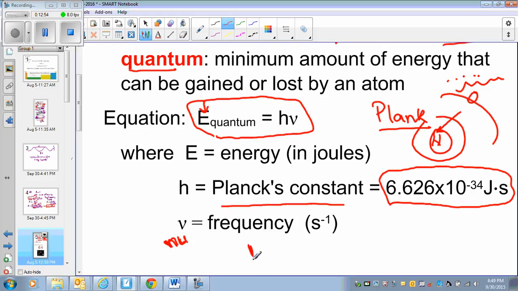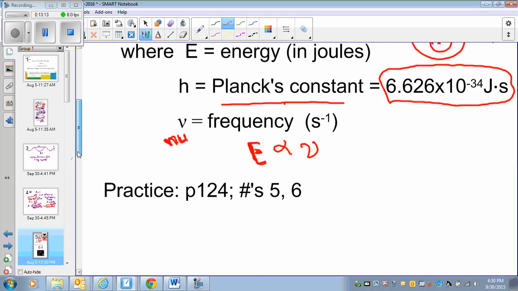So according to Planck's equation, energy is directly proportional to that frequency. So the more the frequency is, the more the energy is. Keep that in mind. According to this equation, energy is directly proportional to frequency. So this is much easier to calculate. We go to page number 124 and we do practice problems 5 through 6. But before we do that, I will do an example problem.